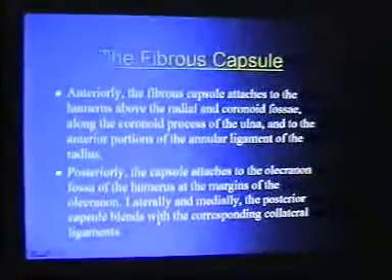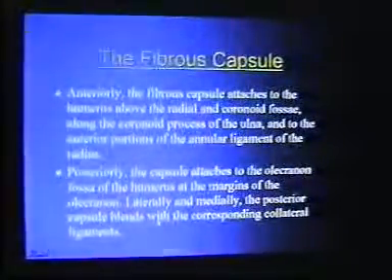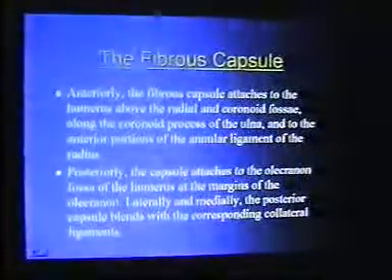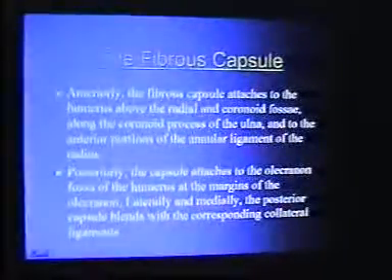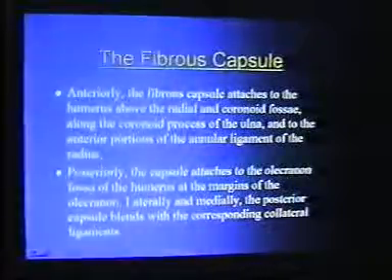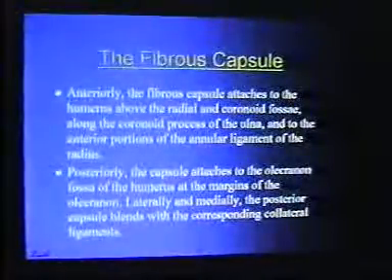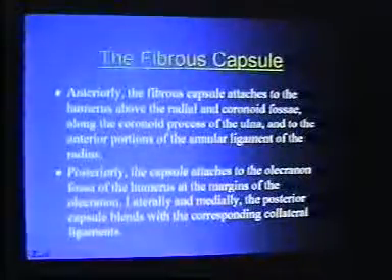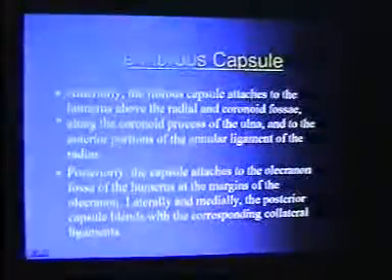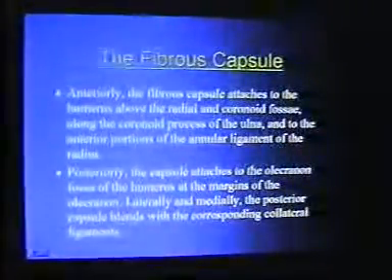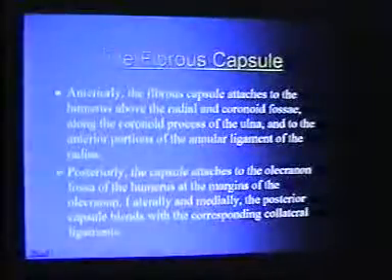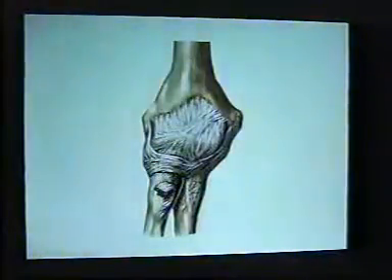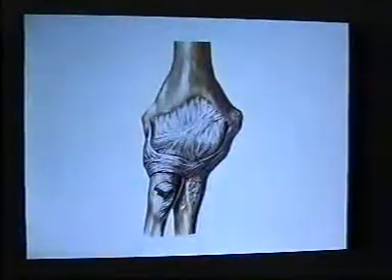Anteriorly, the fibrous capsule attaches to the humerus above the radial and coronoid fossae, along the coronoid process of the ulna, and to the anterior portions of the annular ligament of the radius. Posteriorly, the capsule attaches to the olecranon fossa of the humerus at the margin of the olecranon. Laterally and medially, the posterior capsule blends with the corresponding collateral ligaments. Here is the ligament at the joint.